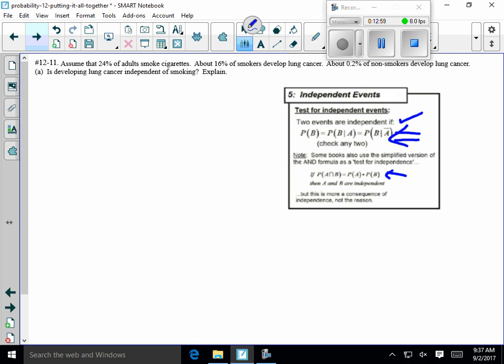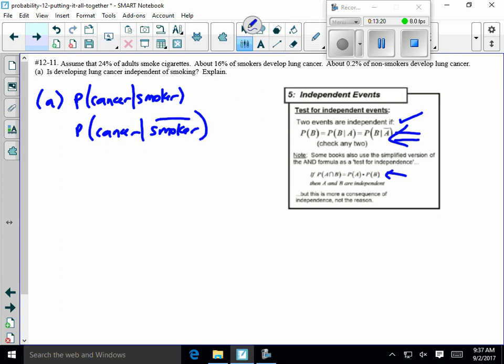So if I wanted to check that, what I could do is say something like this. What's the probability of cancer given that somebody is a smoker? And what's the probability of cancer given that they are not a smoker? So I'll write it this way, not a smoker, okay? And if those two probabilities are equal, then the probability of cancer doesn't depend on if you're a smoker. It just is a certain probability.